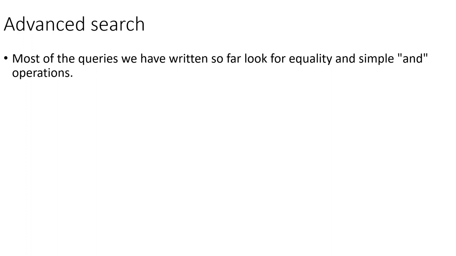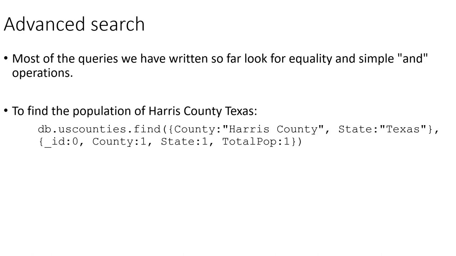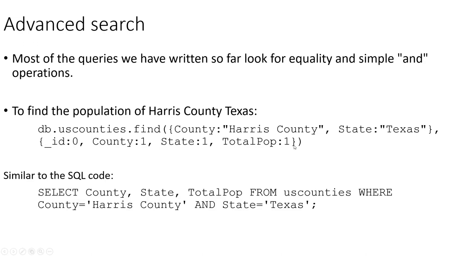So up to this point, most of the queries we have written look for equality and basically some simple AND operations. For example, if we wanted to find the population of Harris County, Texas, we would write a query like this that just says db dot the name of our collection, in this case US counties, find, and then we have some criteria here that we're looking for, a value of Harris County for county and a value of Texas for state, and then we're projecting just these certain attributes we are interested in. So this MongoDB code would be very similar to the SQL code: select county, state, total pop from US counties where county equals Harris County and state equals Texas.